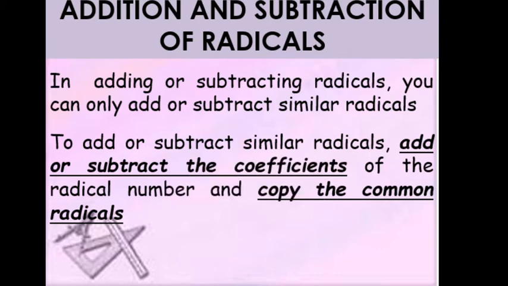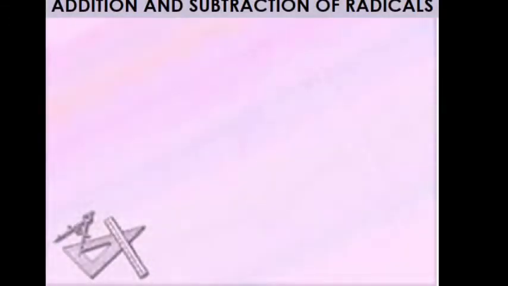So to add or subtract similar radicals, add or subtract the coefficients of the radical number and copy the common radicals. So kapag sinabing coefficient of the radical number, ito ay ang mga number na nasa labas ng radical sign or radical symbol. And then, kokopyahin lang natin yung same or common radicals para sa ating answer. Okay, so now, let us have the examples.